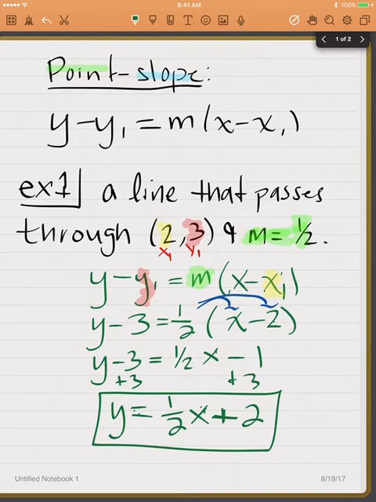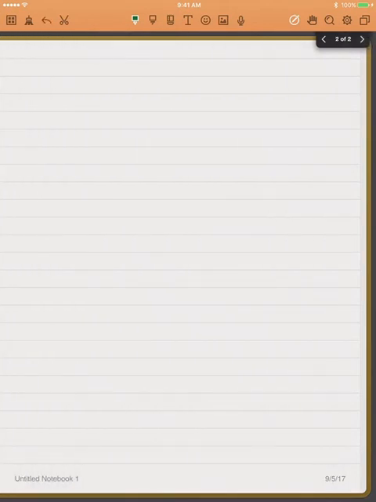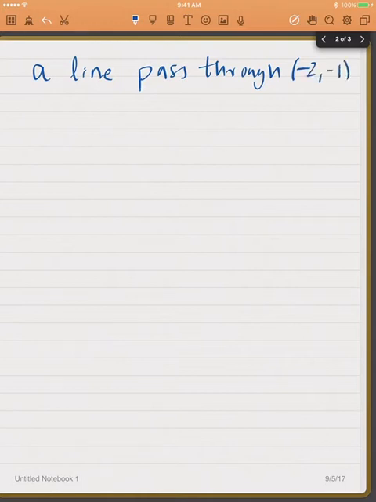So have a look at that. So you can use that example to help you out with the problems that we're going to be working on. Let's do one more. Let's say we have a line, and it's going to pass through the point -2, -1, and it's going to have a slope of -3.